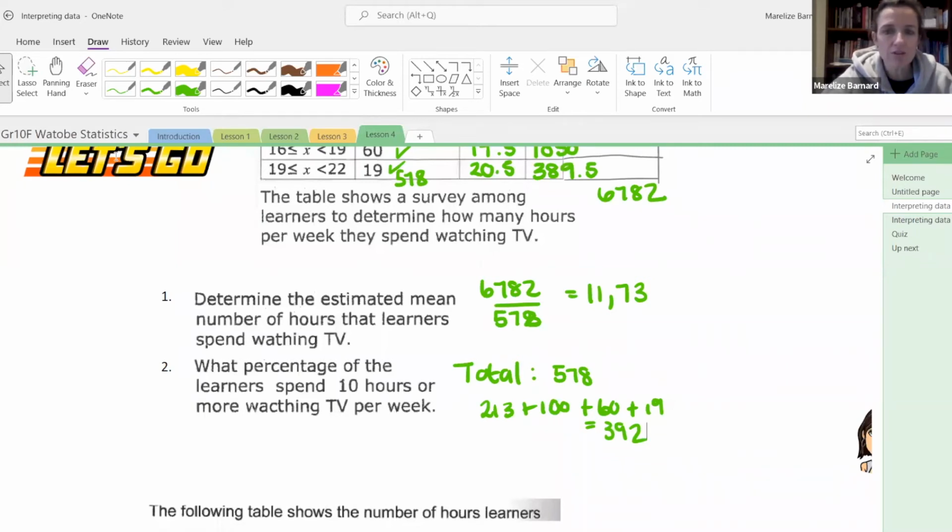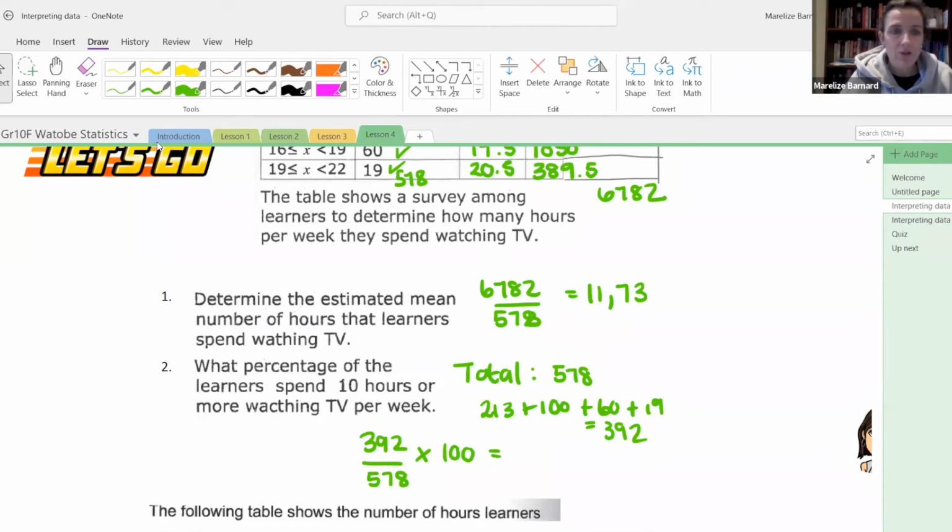We are going to divide it by the total and times it by 100. So the 392 divided by however many learners that are, which is the 578, times by 100. Okay, so Amahli, I think you just need to check what number you are dividing by. You should be dividing not by 500, but by 578.